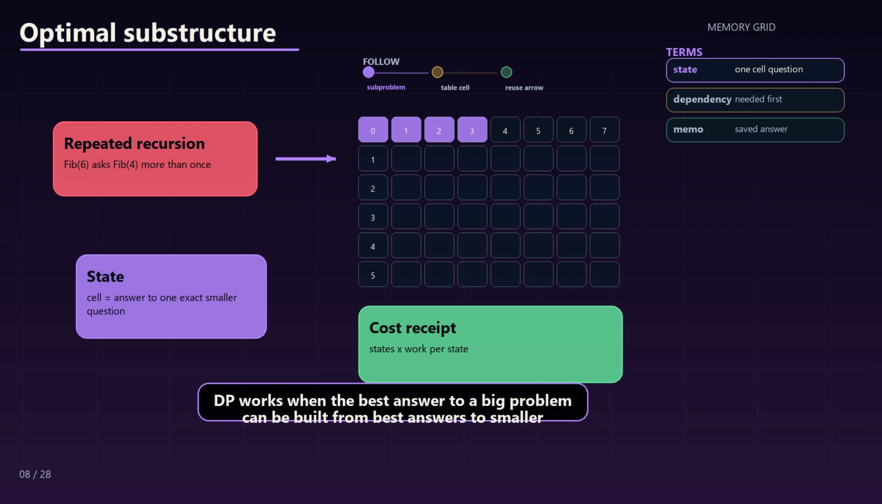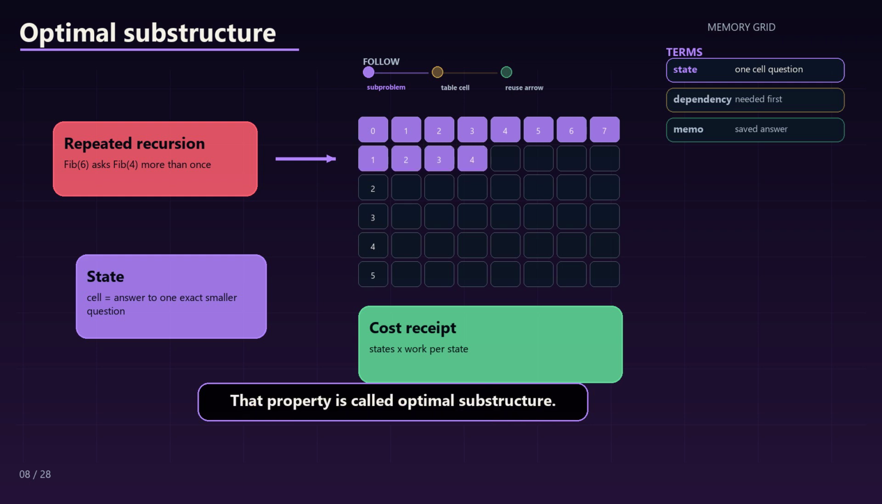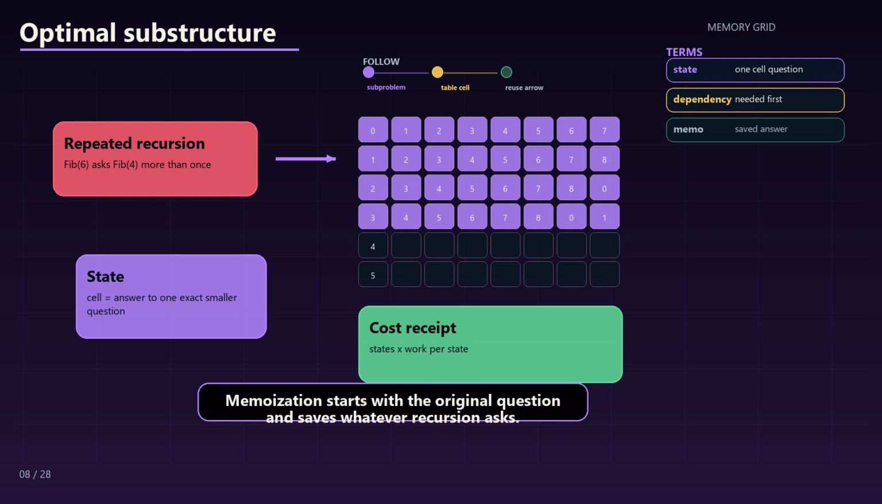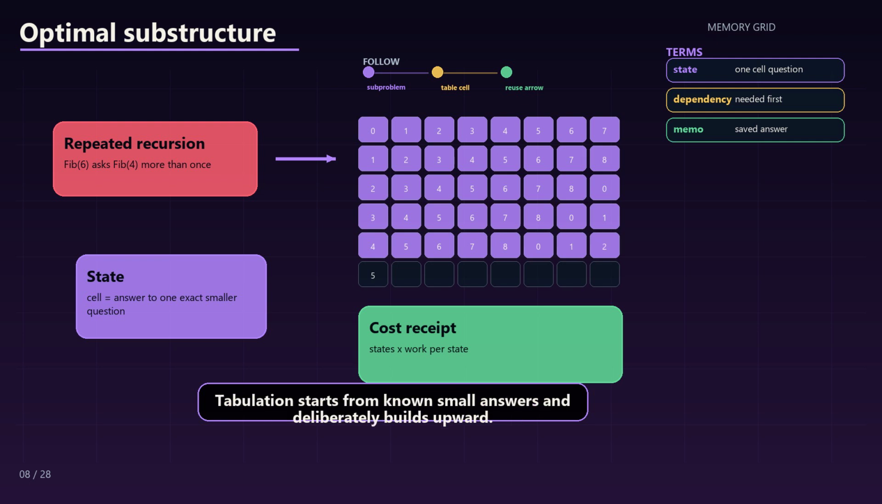DP works when the best answer to a big problem can be built from best answers to smaller problems. That property is called optimal substructure. Memoization and tabulation solve the same memory problem from opposite directions. Memoization starts with the original question and saves whatever recursion asks. Tabulation starts from known small answers and deliberately builds upward.